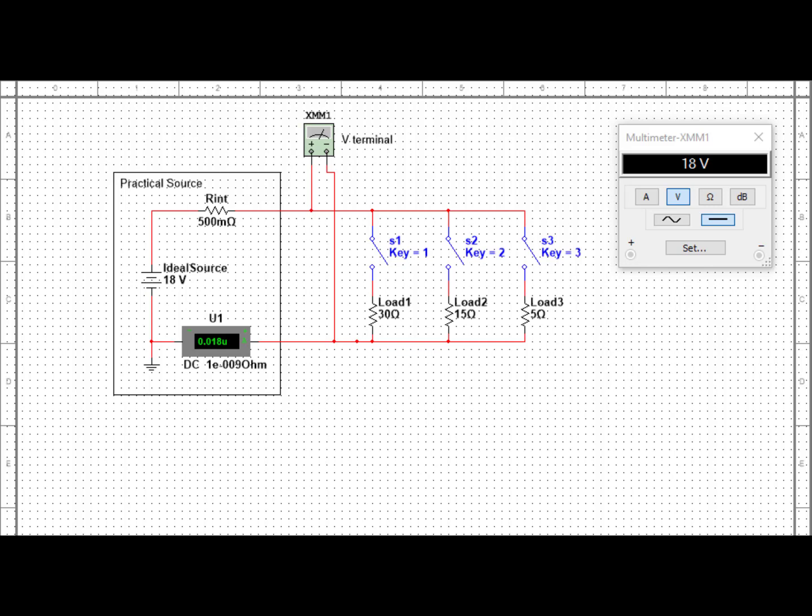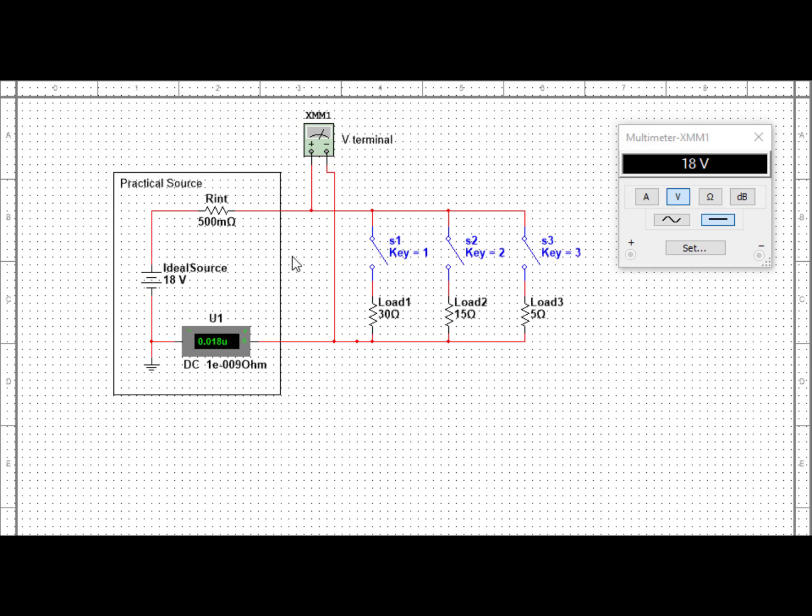So we'll conclude this presentation with this. Here we have a Multisim simulation of a practical source. That is to say, a source that includes internal resistance. So if you look here inside the box, we have the ideal source with the source voltage of 18 volts, and we have in series internal resistance of half an ohm, or 500 milliohms. I added an ammeter here inside the source just so you can see the source current.